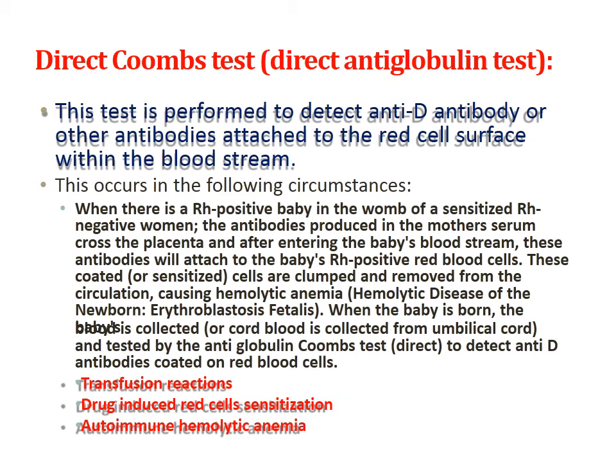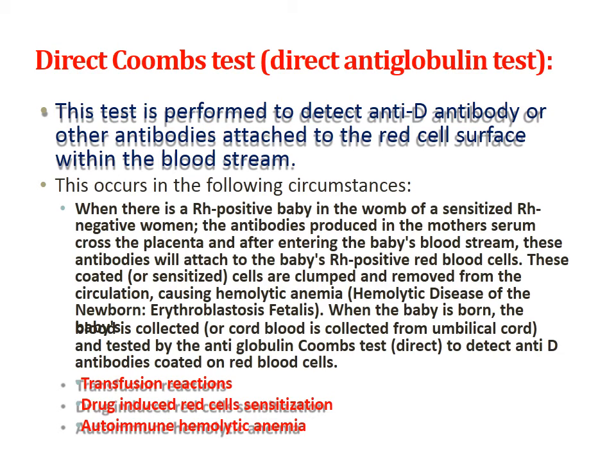Direct Coombs test or DAT. This test is performed to detect anti-D antibody or other antibodies attached to the red cell surface within the bloodstream. This occurs in the following circumstance: when there is an Rh positive baby in the womb of a sensitized Rh negative woman. The antibodies produced in the mother's serum cross the placenta, and after entering the baby's bloodstream, these antibodies will attach to the baby's Rh positive red blood cells.